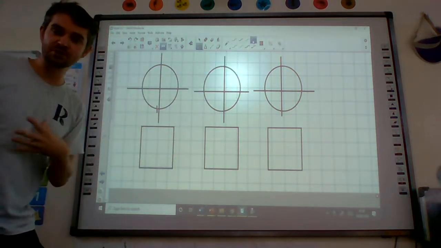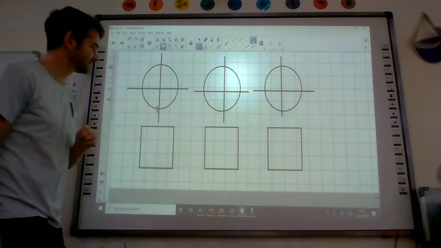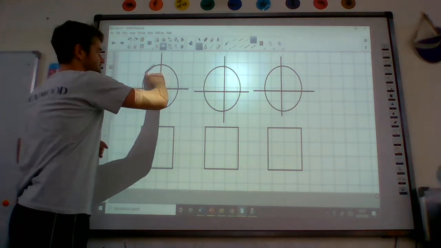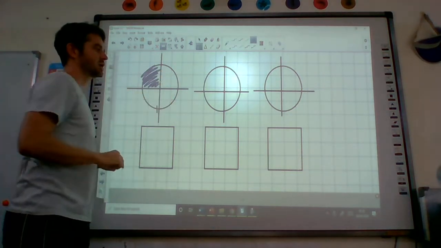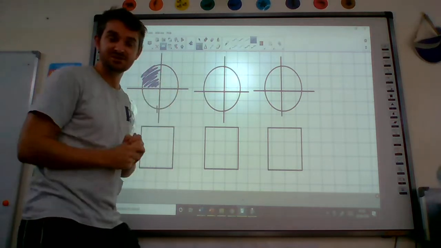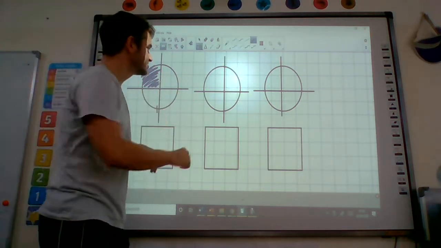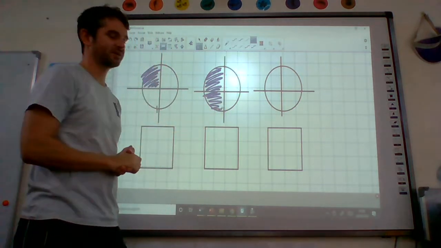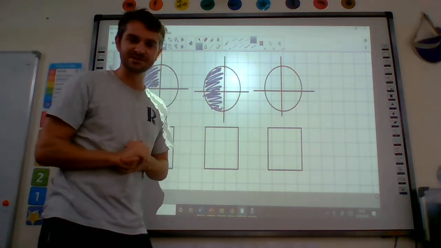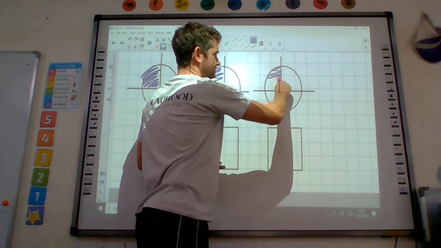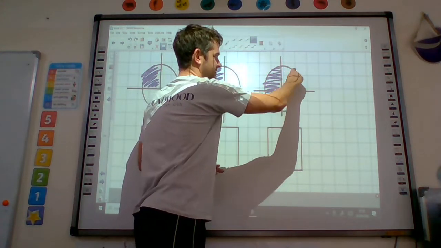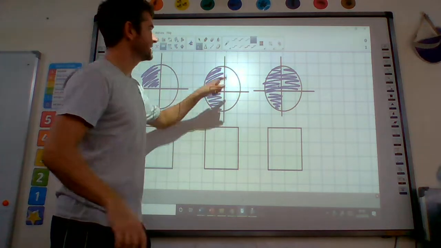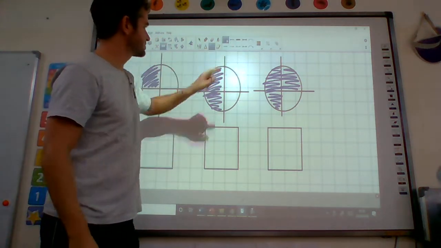To find 1 quarter, what do you need to colour in? 1 out of 4. To find 2 quarters, what do you need to colour in? 2 out of 4. And 2 quarters is the same as half. So how do we find 3 quarters? 1, 2, 3.